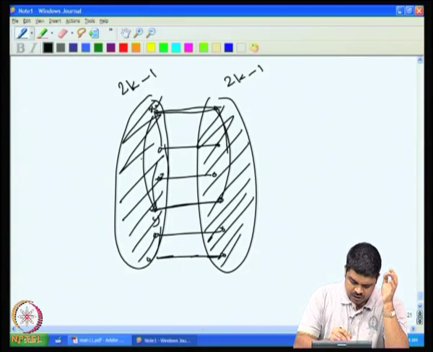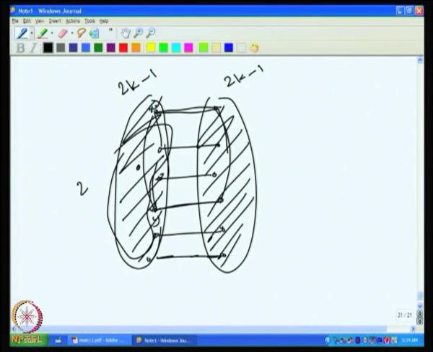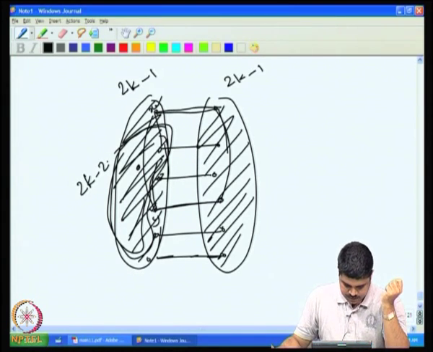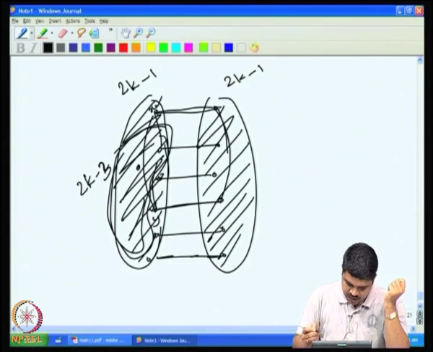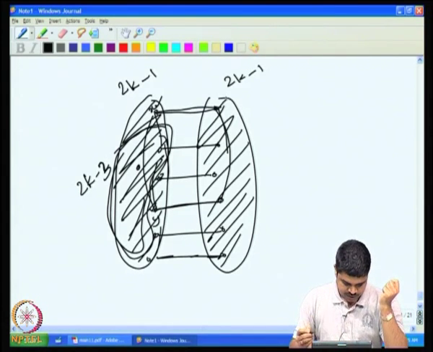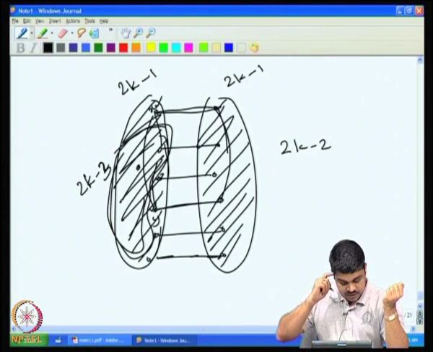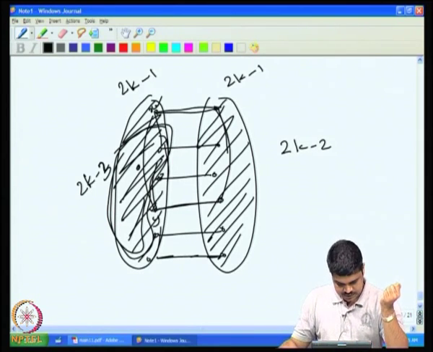If you leave even one vertex left here, there will be a path. So you will have to remove all the 2k minus 3 vertices here, and you have to remove at least one more from here. This is 2k minus 2 connected. This graph cannot be k-linked.